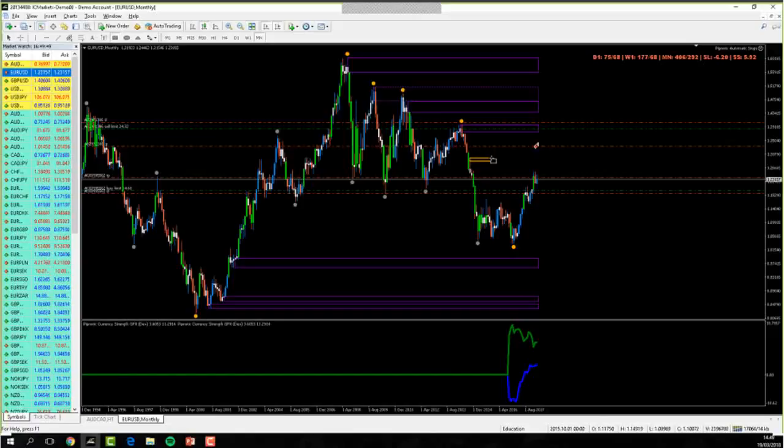We have two periods of accumulation, then price moved away. And so what I'm going to do here is mark off this. And why this? Because price has already come back to this area here. Okay, you can see the price is approaching the area now.